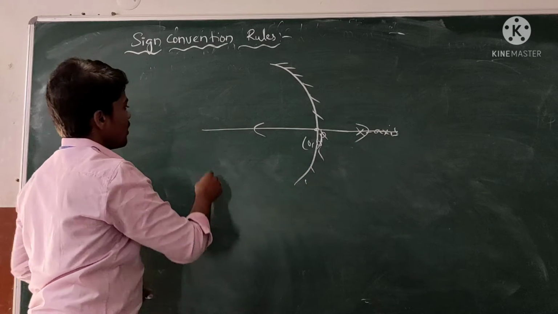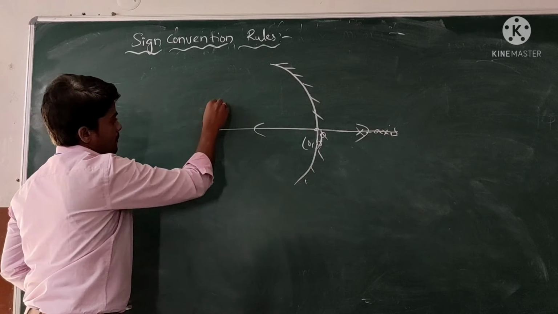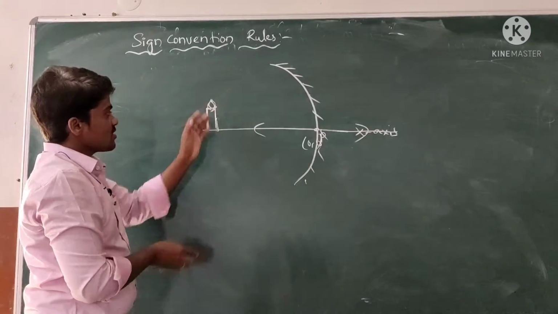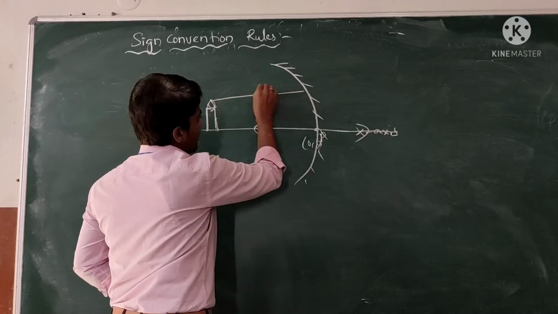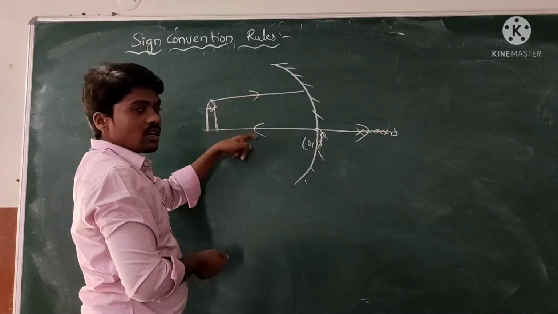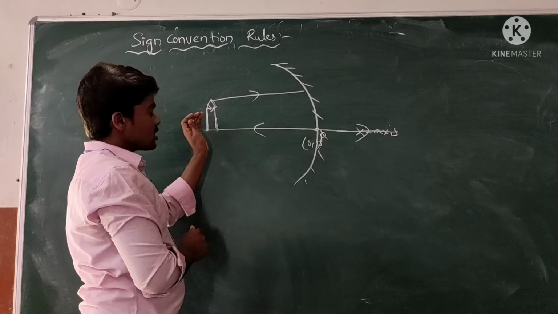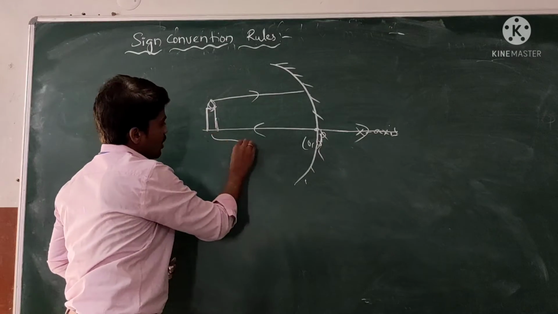For example, here is the candle. The candle is in this position. This is the incident ray. The incident ray is in the opposite direction, both are in opposite directions, so for the incident ray the vectors are negative. Is the object negative or positive? This is the object distance.